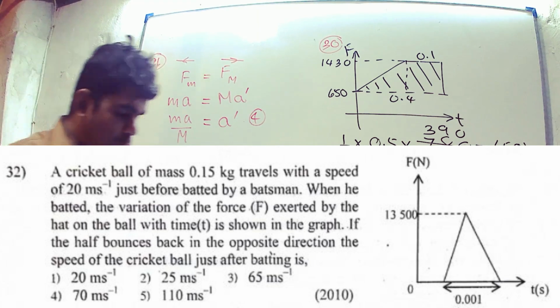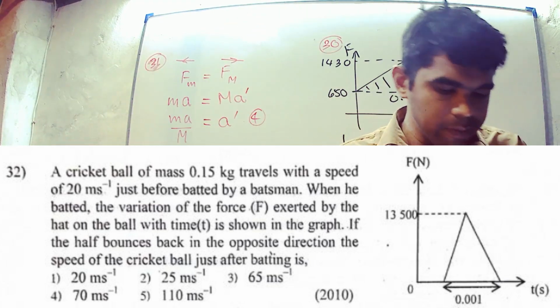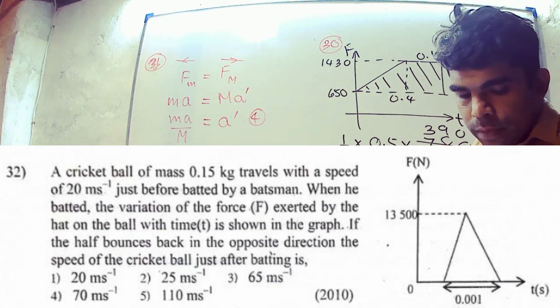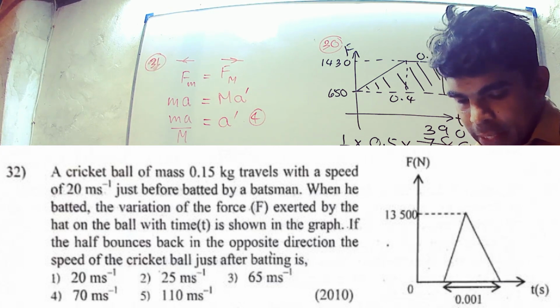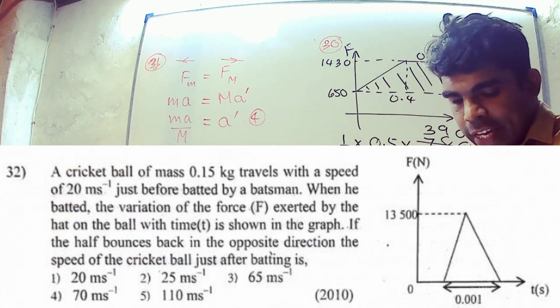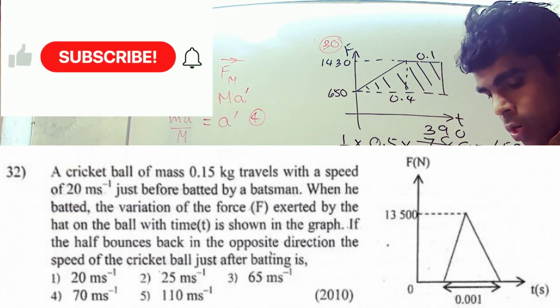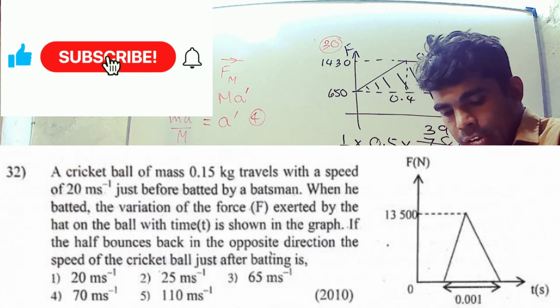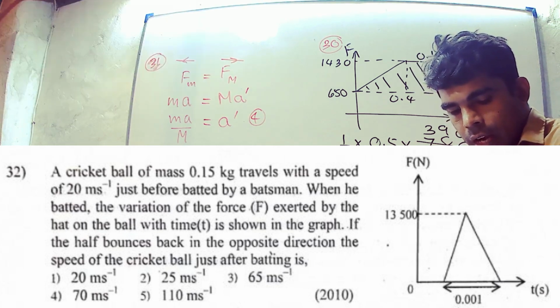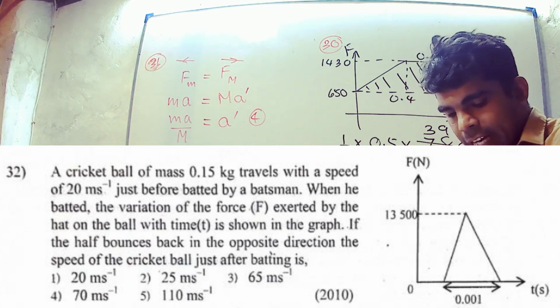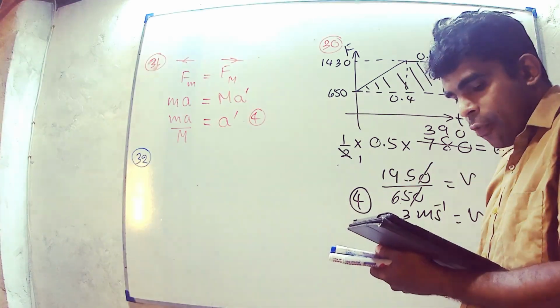A cricket ball of mass 0.15 kilograms travelled with speed 20 meters per second just before being batted by a batsman. When he batted, the variation of force exerted by the bat on the ball with time is shown in the graph. If the ball bounces back in the opposite direction, the speed of the cricket ball just after batting is.